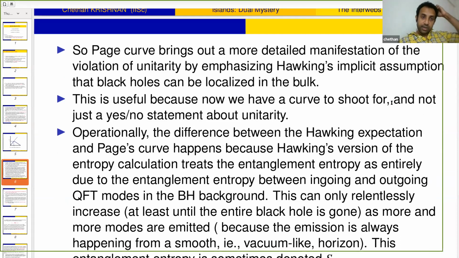So the good thing about the Page curve is that it brings out a more detailed manifestation of the violation of unitarity by emphasizing Hawking's implicit assumption that black holes can be localized in the bulk. And this is useful because now we have a curve to aim for when we are trying to resolve the information paradox. I repeatedly want to emphasize that by resolving the information paradox, I just mean this one fact: we can reproduce the Page curve. There are interpretational issues still. There seems to be a reasonably nice calculation that you can do, which gives you the Page curve, is all I really mean here.